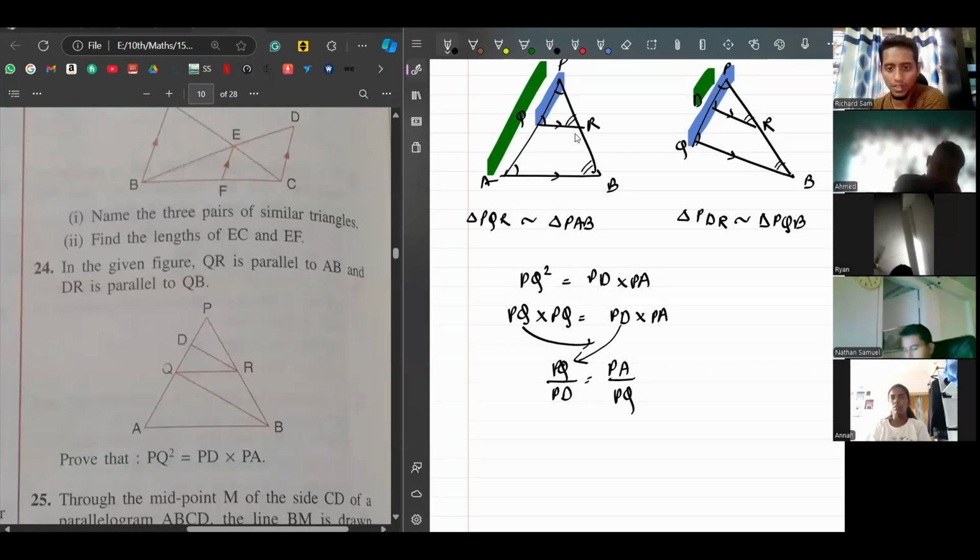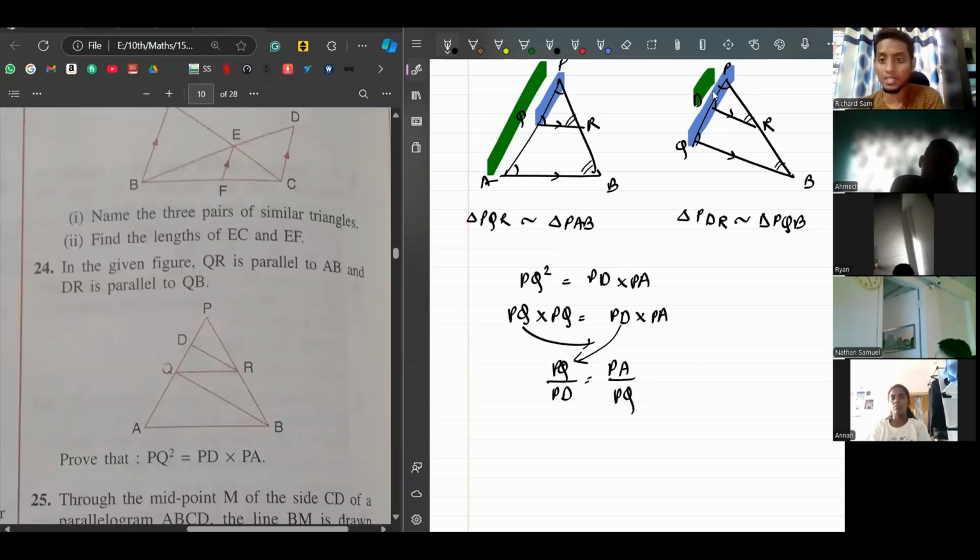So look at your diagrams. PQ upon PD, that's talking about the second set of triangles. PQ is the big side, PD is the small one, is equal to PA upon PQ. Now look at the other one. PA is the big one upon PQ. Does this make sense? Yeah, both are proportional.